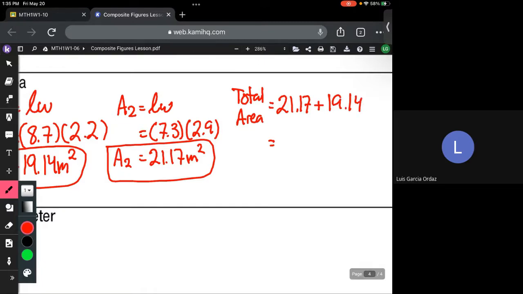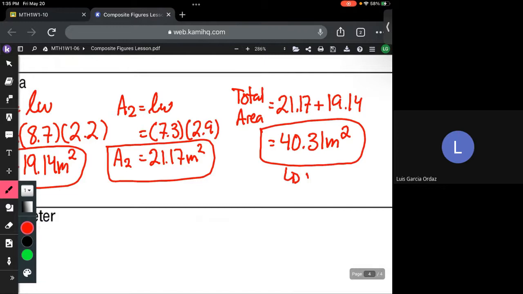40.31. I thought you said 14 by accident. Yeah, I thought 14 too. It's alright. So therefore, the total area is 40.31 meters squared.